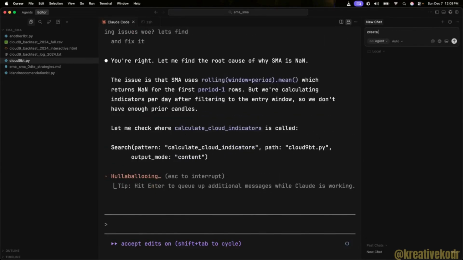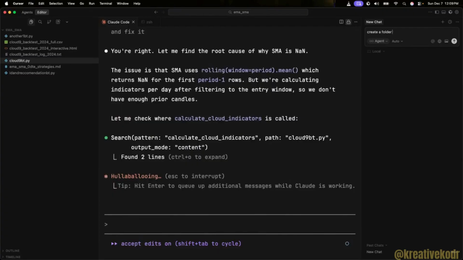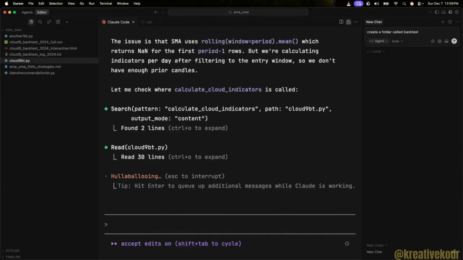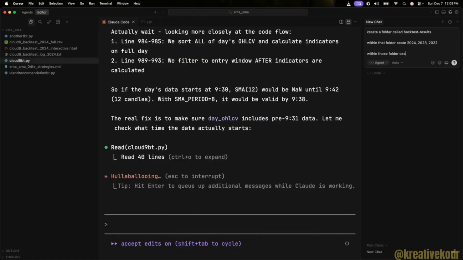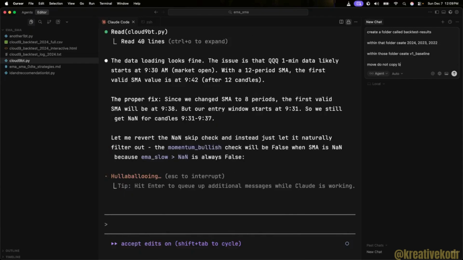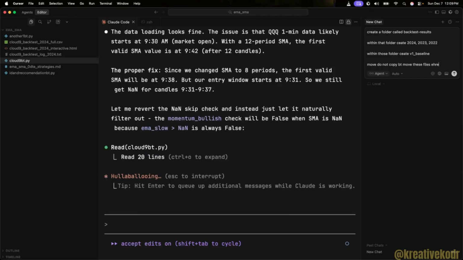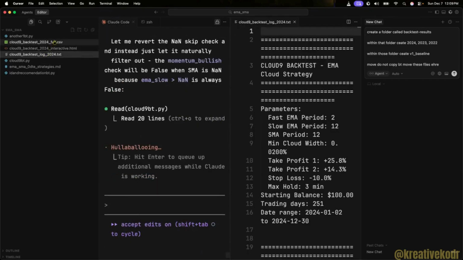So what I want to do is create a folder called backtest results. Within that folder, create 2024, 2023, 2022. Within those folders, create V1 baseline, and then move, do not copy, but move these files here. I'm not even paying attention real quick because I want to make sure we stay organized.